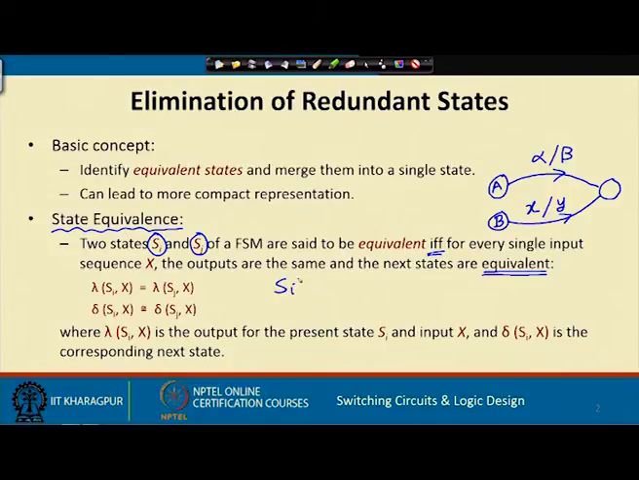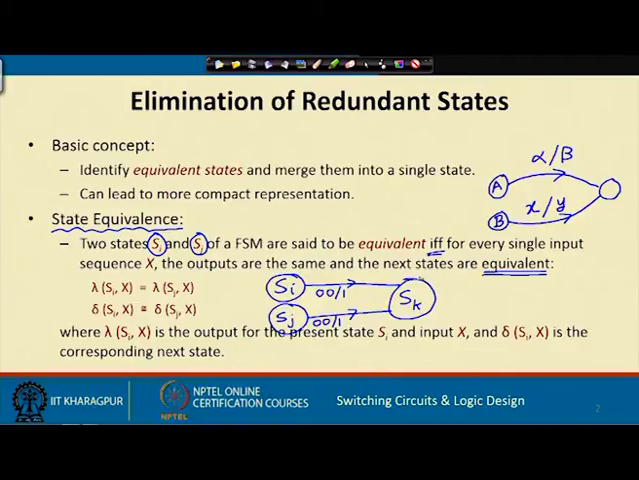So, what we are saying is that suppose I have a state S_i here, I have another state S_j here, let us say there is a single transition only, let us assume. So, here let us say for the input combination 0 0, the output is coming as 1, here also for the input combination 0 0, the output is coming as 1. So, this is what is mentioned here, for every input sequence x, this 0 0 is our x, the output is the same and let us say the next state is also some S_k.